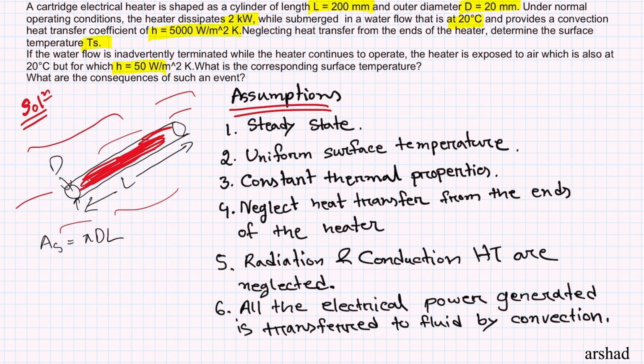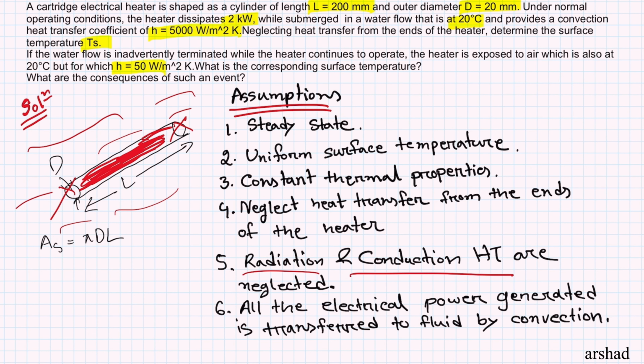We also neglect heat transfer from the ends of the heater. So there are two circular ends, one is this end and another one is this end, that I have marked with red crosses, and there is no heat transfer from these two ends. We also assume that the sole heat transfer mechanism that is present in this problem is heat convection. So no radiation or conduction heat transfer is going on, so they are neglected.